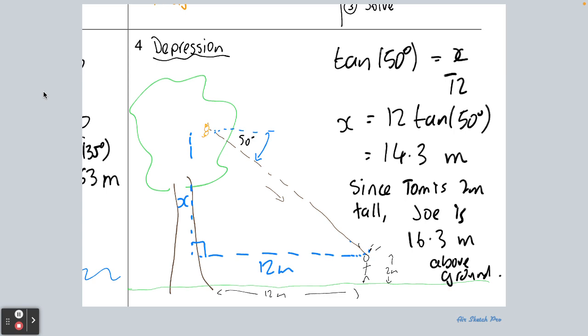Okay, now this is a classic example of answer the question, don't just work out what x is. So if the question was how high is Joe above the ground, or how high up the tree is Joe, then the answer is not 14.3, the answer is 16.3.